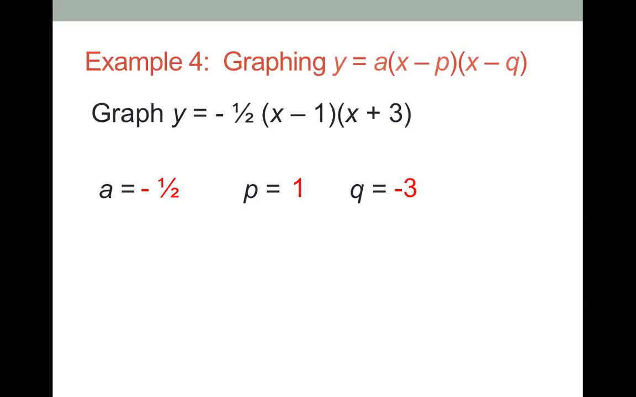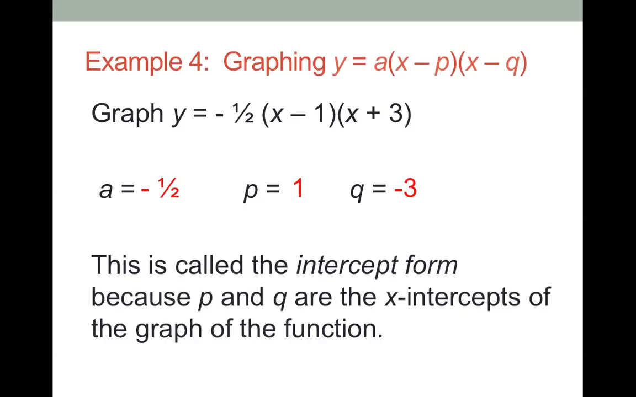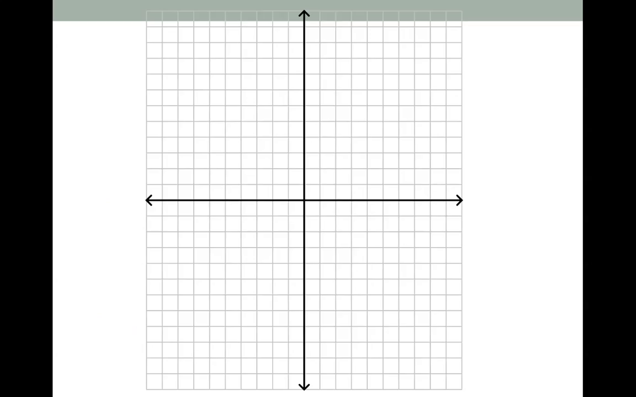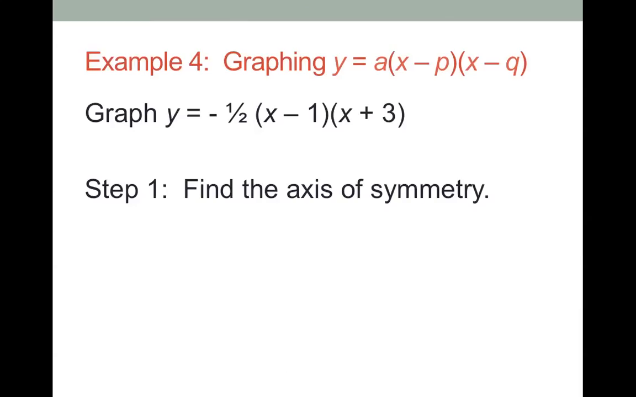than normal. But identifying P equal to 1 and Q equal to -3 automatically tells us that we have x-intercepts at those points. So before we get into our 4 steps, we're going to go ahead and just graph those two x-intercepts. So there's our +1, there's our -3. Now we can start going through the steps.